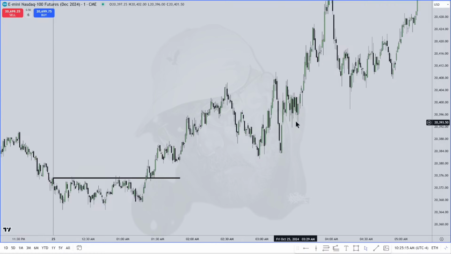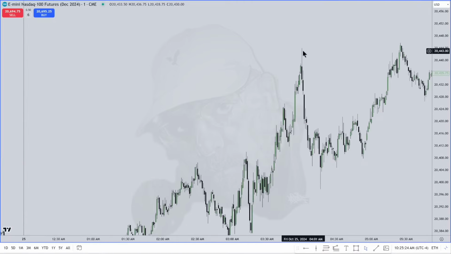Consolidation, consolidation. And then finally, at 3:30, it rips, trades higher, runs higher to 4 o'clock in the morning, then trades all the way back down into the middle of the consolidation in here.